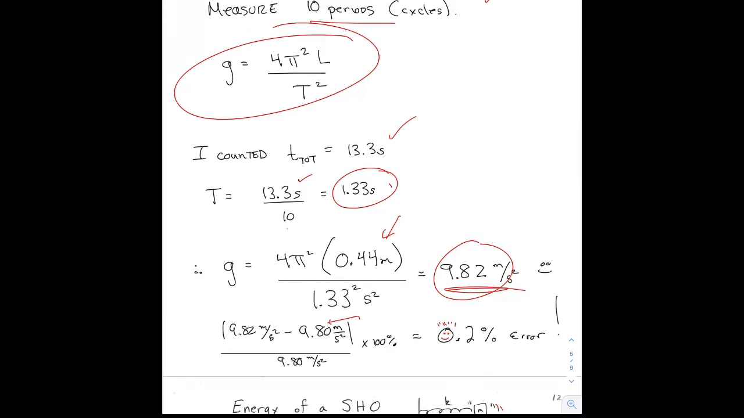So just using a piece of string, maybe your shoelace, and something small, not too light, you don't want a paper clip because there's too much air resistance, but something small and heavy enough, you can calculate that little g probably wherever you're sitting right now to within like 1%.